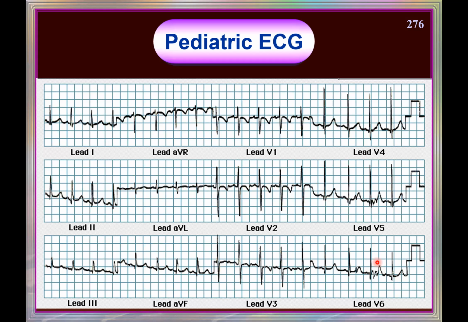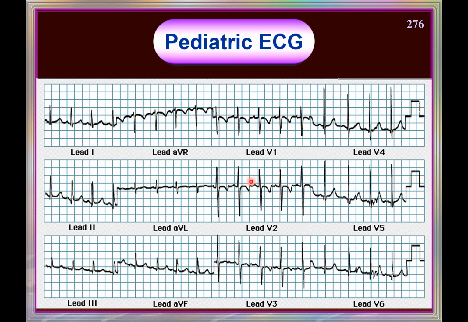Then the pediatric ECGs are slightly different from the adult ECGs. In pediatric ECGs, usually you see the T inversions are prolonged into V5, and the transition may be in V2 or V3. In adults, transition is usually V3 or V4. In pediatrics, it is V2 or V3. Transition means the R and S being equal. That is called the transition zone.